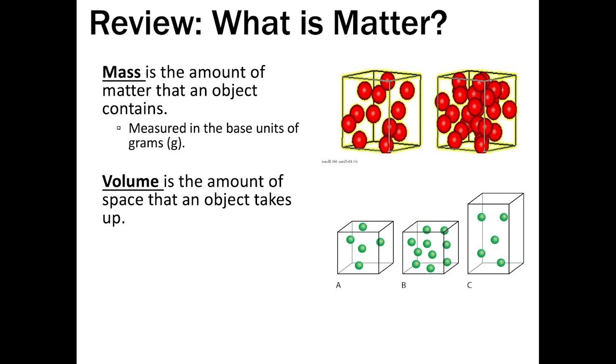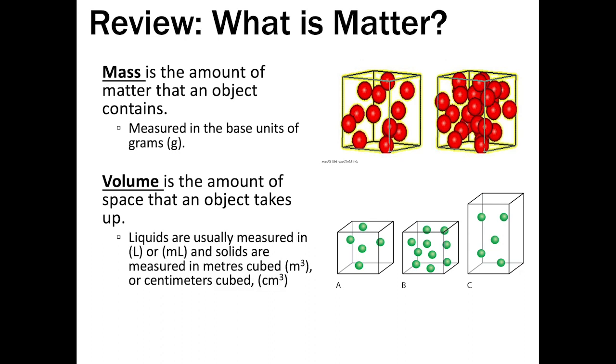Volume is the amount of space that an object takes up. Liquids are typically measured in liters and milliliters, but solids are going to be measured in meters cubed, as we discovered last week. Again, as we think about density, a volume is the size of this container. So this volume and this volume are the same in terms of the size of the container.